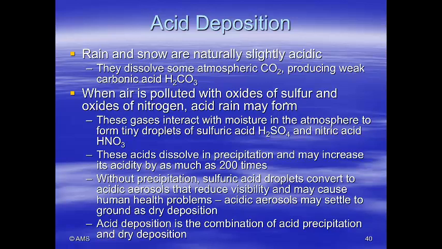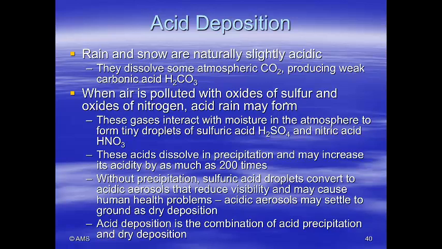One thing we have to watch for sometimes is acid rain. So snow and rain are naturally slightly acidic, and they dissolve some of the atmospheric CO2, producing weak carbonic acid. So that's H2CO3.